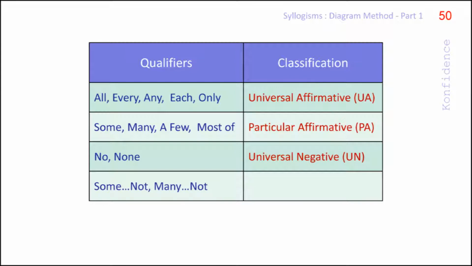In statements like some C's are not D's and many C's are not D's, we talk about some elements of set C which are not elements of set D. Hence, it is both particular and negative. So it is classified as a particular negative statement. Now that we have a base idea about standard relationships between categories and their classification, let us look at some typical syllogism questions and learn how to approach them.